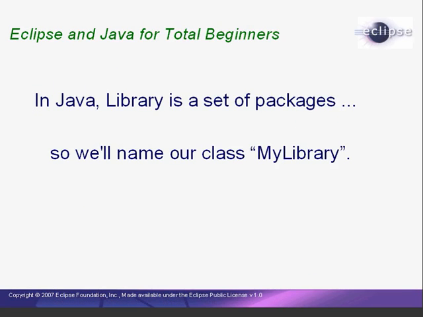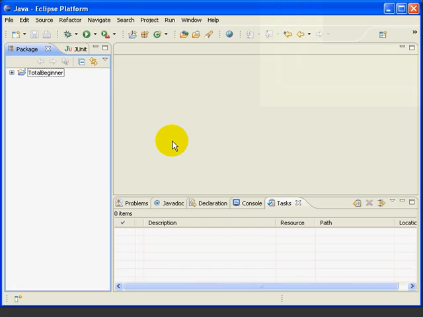Now, the word library is not a reserved word in Java, so we could call our class library. However, a library in Java refers to a set of packages. So to avoid any confusion, we're going to call our class MyLibrary. We're going to continue with the test-first approach we used to create our book class.